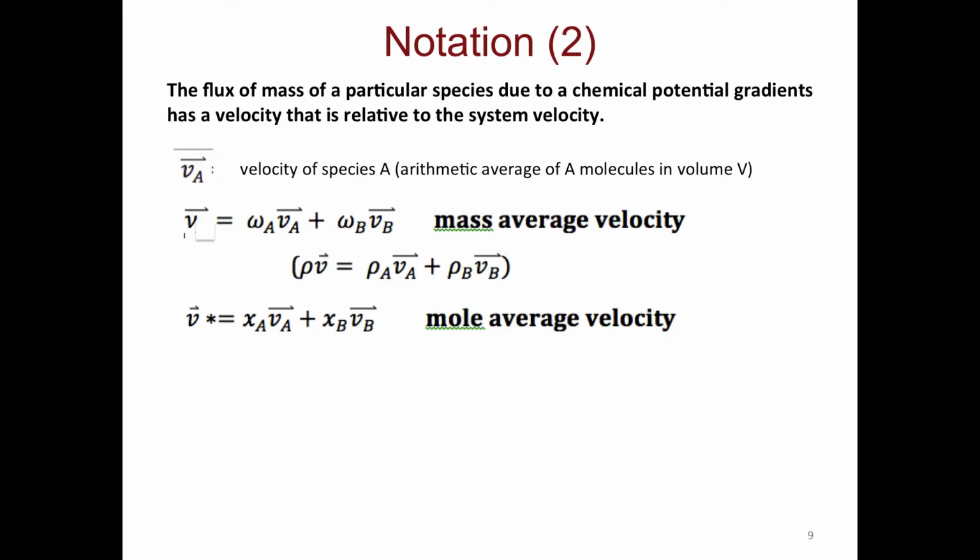Now, similarly, as for mass, I can look at the molar averages. So my mole average velocity, I'm going to put a star on it just to differentiate them. And sometimes, yes, I'm going to have different velocities depending on whether I'm looking at number of moles versus mass. The basic reason why I might have differences is that mass is conserved, but number of moles is not. Especially if I have reactions and so forth.